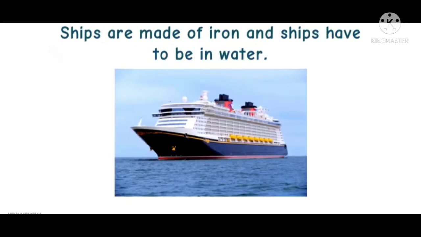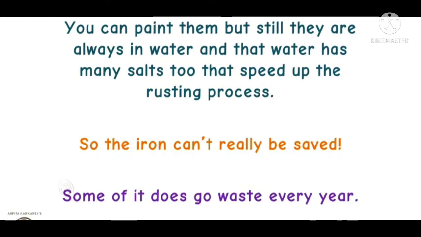You know that ships are made of iron and a part of them remains underwater. The water of the sea contains many salts. The salt water makes the process of rust formation faster. Therefore, ships suffer a lot of damage from rusting in spite of being painted, so that a fraction of a ship's iron has to be replaced every year.